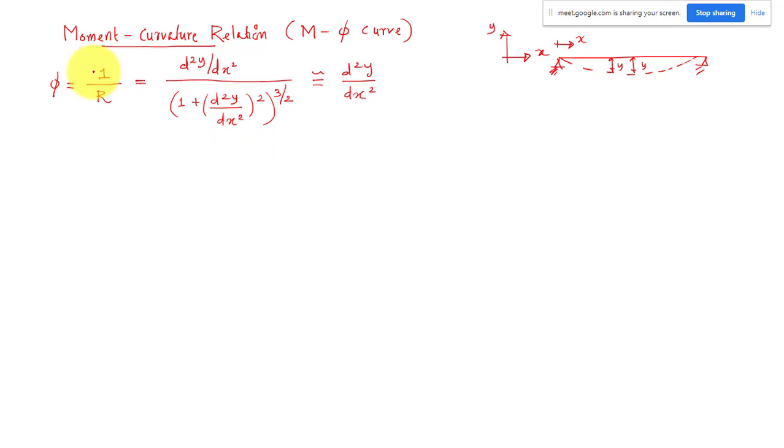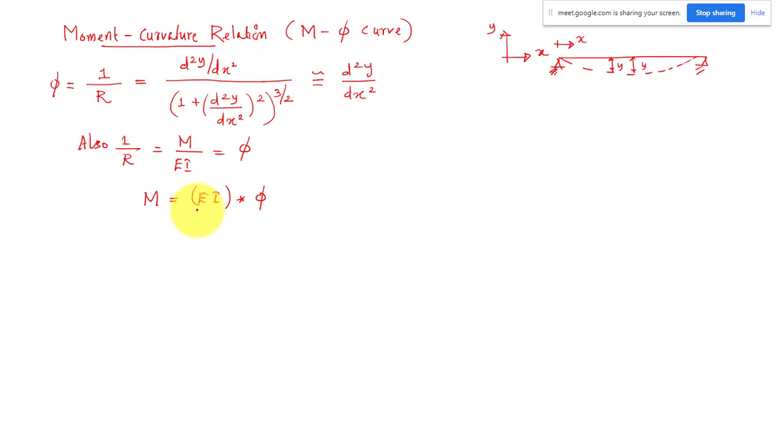And this 1 by r is coming from your pure bending formula. Also you can write 1 by r, that is your curvature, equal to M by EI. All are the same. So M by EI is known as curvature, equal to 1 by r, and equal to d square y by dx square. So now I can write the relation between bending moment and curvature: M is equal to EI times phi.